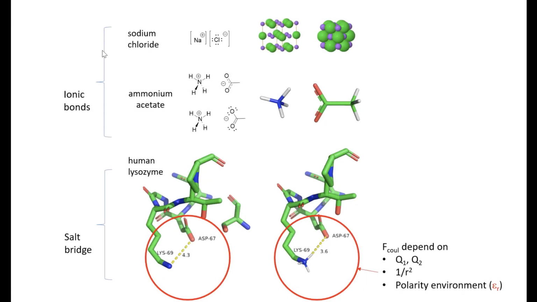You are familiar with ionic bonds between the monatomic ions sodium and chloride in salt, or between the molecular or polyatomic ions, for instance ammonium and acetate in that salt. Both salts form crystal lattices which are held together by powerful plus-minus interactions that keep the crystal together. We see these ion-ion interactions in proteins such as human lysozyme. We call these attractions salt bridges. They are clear examples of ionic interactions governed by Coulomb's law.